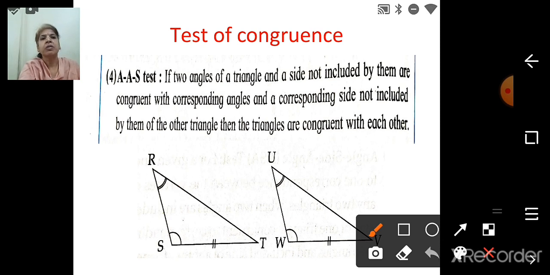And two angles and a side not included by them. So which side is it? ST. Side ST is congruent with WV. In case we say angles R and S, then the side included is RS. But here it is side ST, not included by them. So which test is it? AAS. Angle, angle and side. But which side? The side not included by these two angles.